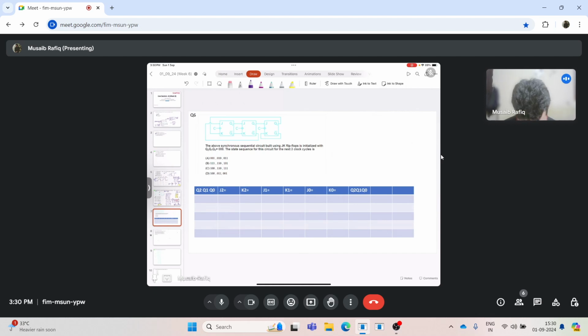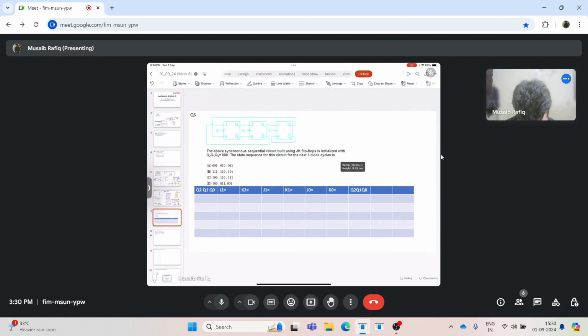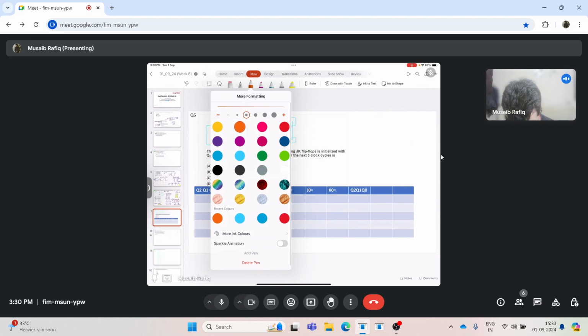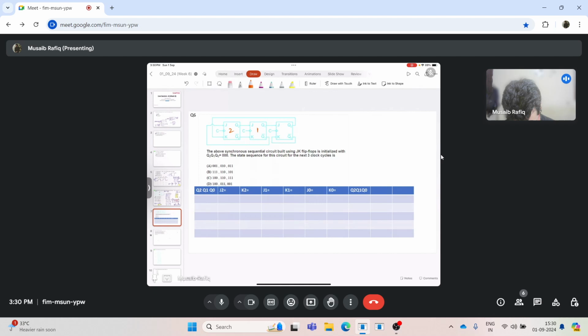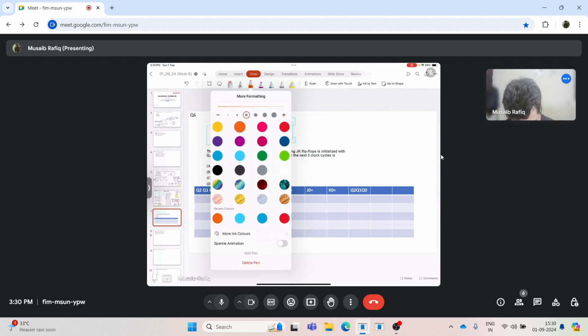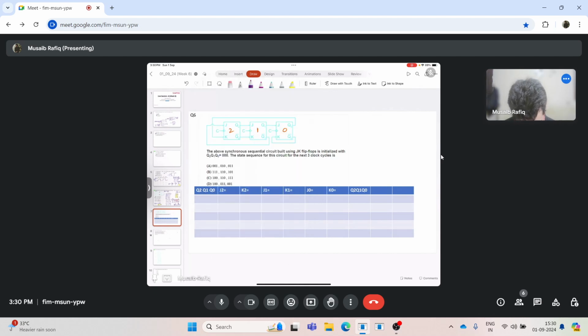So let's just carefully look at the circuit, and this is your Q2 for sanity. Let me just number them. This is your 2, this is your 1, and this is your 0. Now your J2, that is the input for this. What is this J2 equal to? If you carefully look, it is equal to Q1 bar, right? This thing.